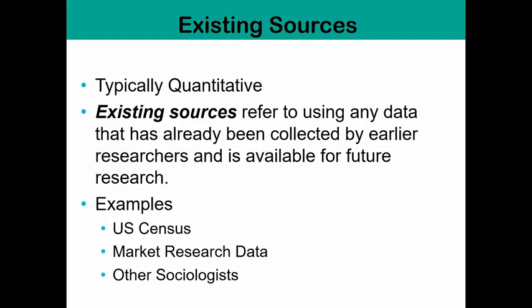Existing sources refer to using any data that has already been collected by earlier research and is available for future research. The US Census is a good example of existing sources. The census, by virtue of the Constitution, is gathered at least every 10 years, and that is pretty good, reliable information. We know it's going back, I think, to at least 1780. We have a certain amount of information about the people that live in the United States.